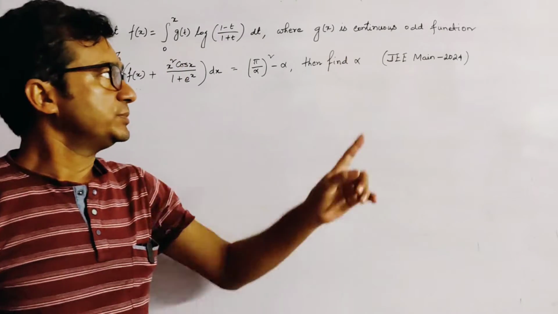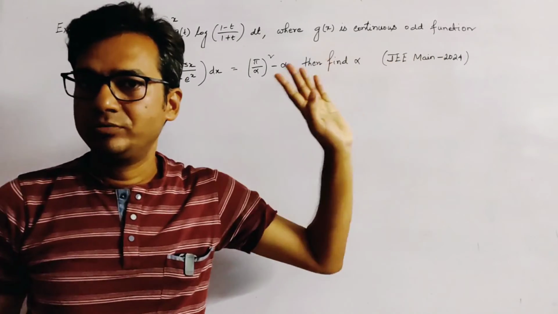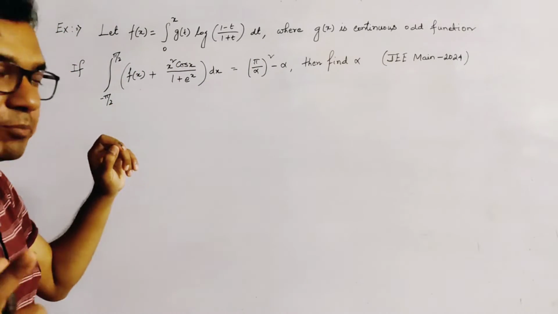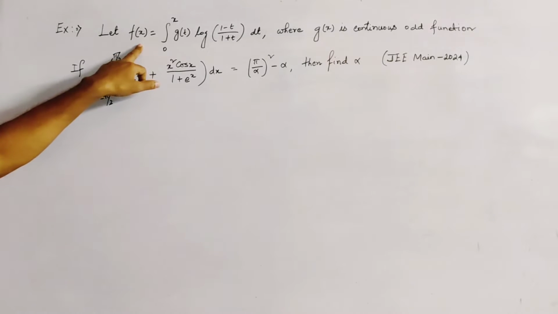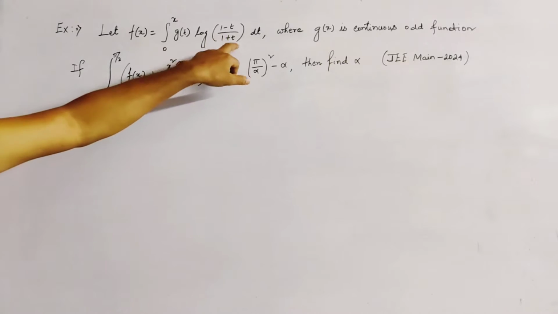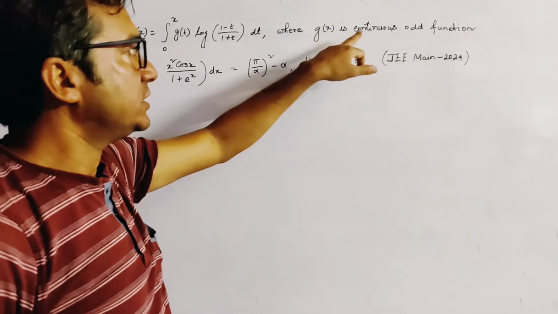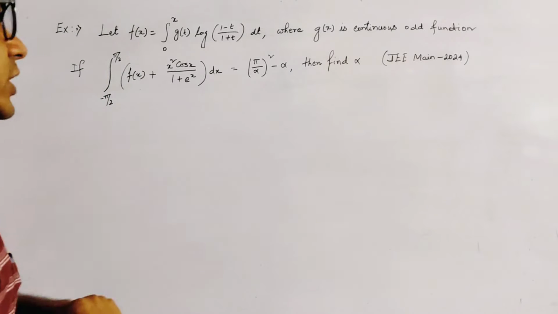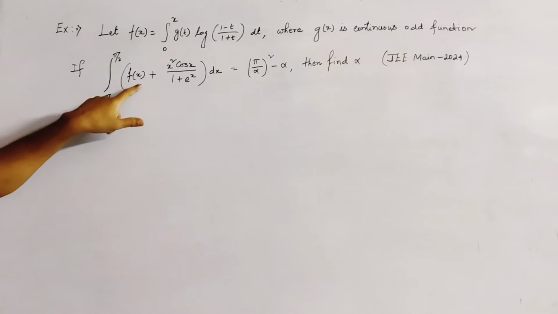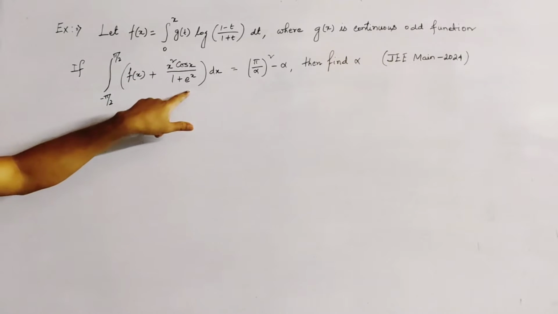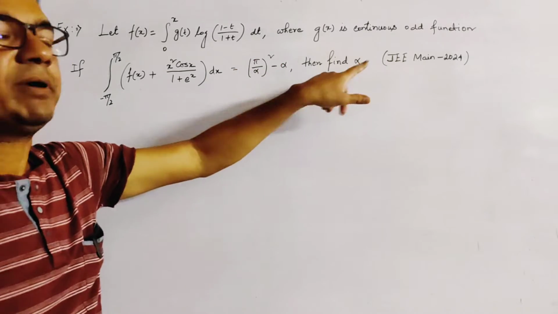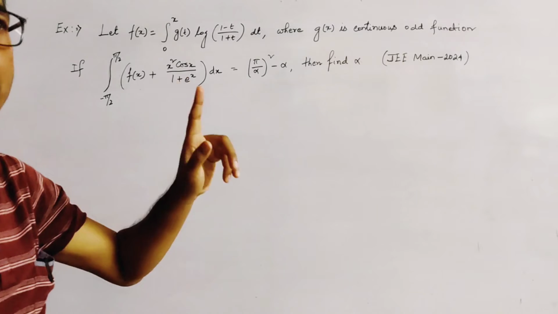This problem is from JEE Main 2024, and this is from integration. The problem is: let f(x) be equal to the integration from 0 to x of g(t) log of (1 minus t) by (1 plus t) dt, where g(x) is a continuous odd function. If the integration from minus pi by 2 to pi by 2 of [f(x) plus x square cos x by 1 plus e to the power x] dx is equal to (pi by alpha) whole square minus alpha, then find the value of alpha.